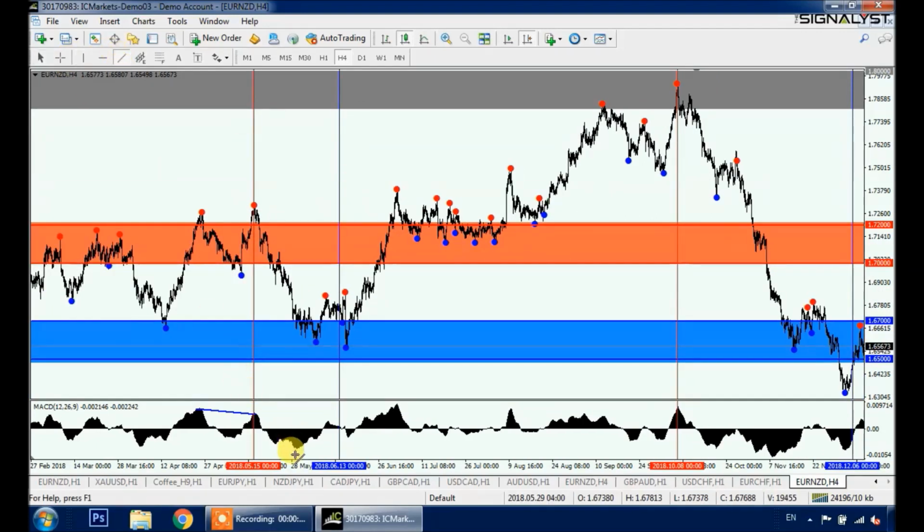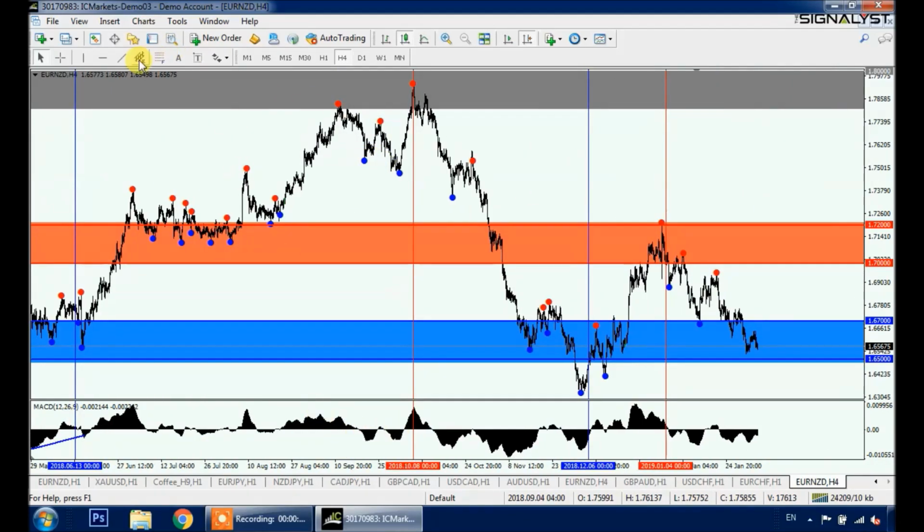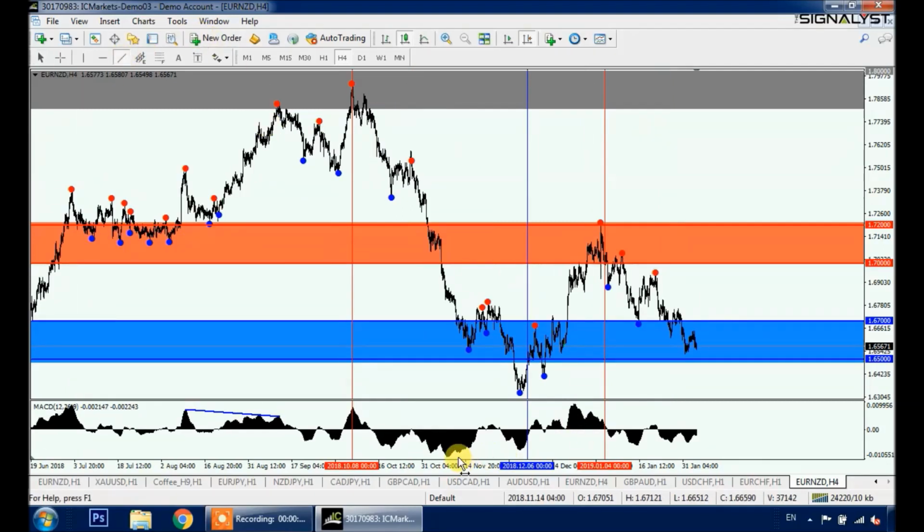We also have one here. MACD is making higher lows while price is making lower lows. We also have one here. MACD is making lower highs while price is making higher highs. One here as well. MACD is making higher lows while price is making lower lows.